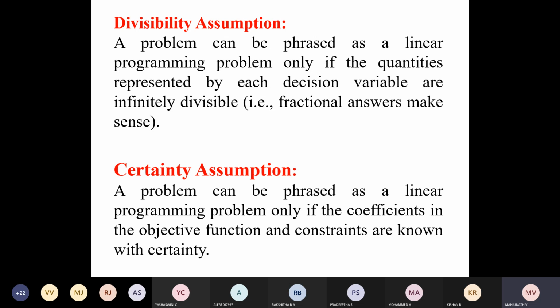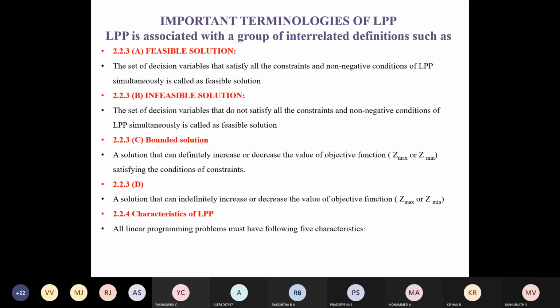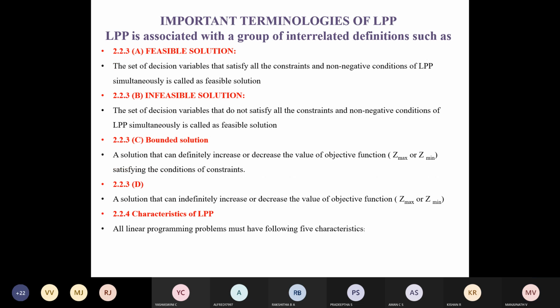Okay. Understood? Hello? Any questions? Hello? Something happened. Any questions? Hello? Any questions? Yes, sir. Do you have any question, Rakshita? No questions, sir.